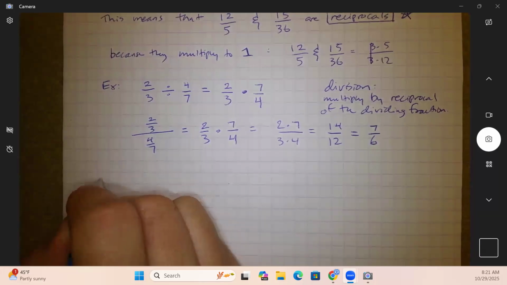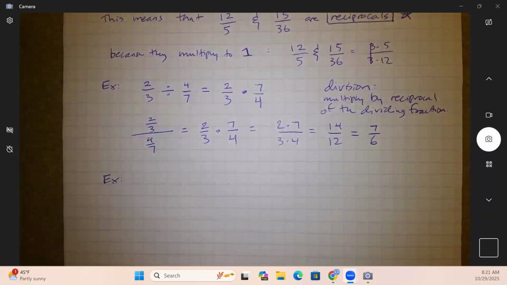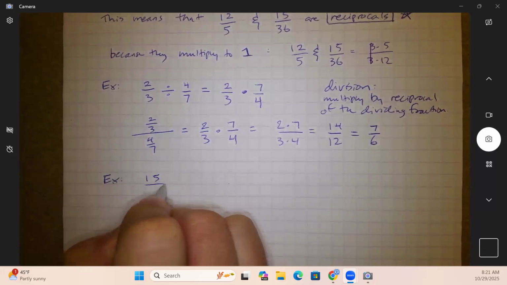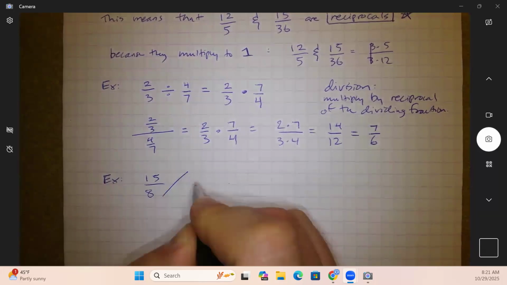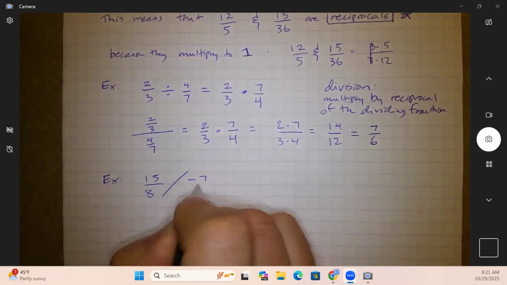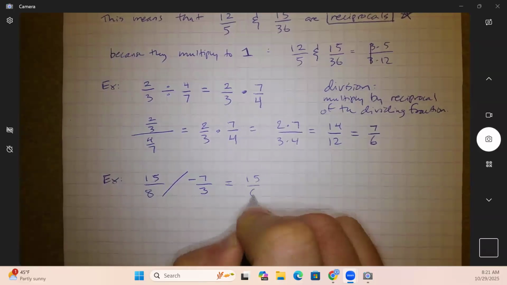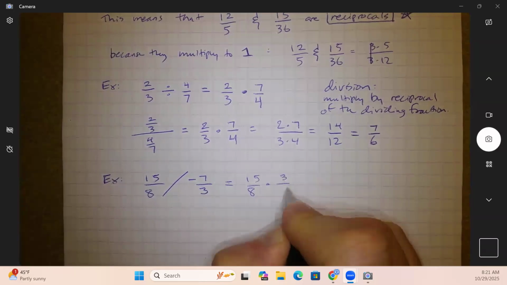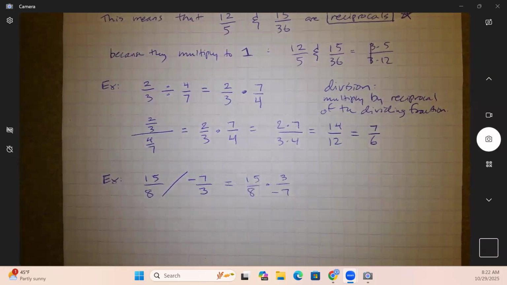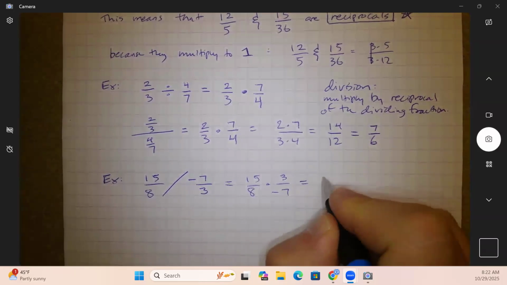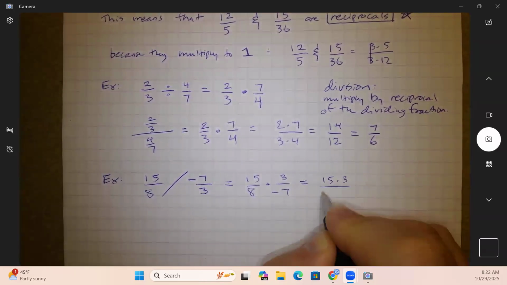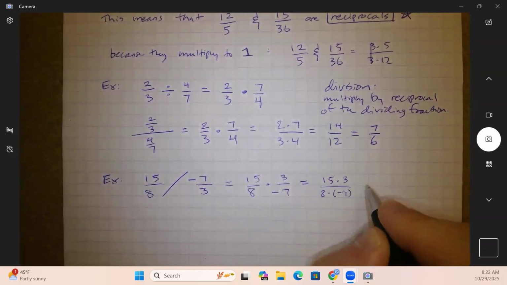And one more example. Let's look at 15 over 8 divided by -7 over 3. That's another way. Sometimes you write fraction divisions. There's so many different ways. So again, we want to multiply by the reciprocal of the dividing fraction, 3 divided by -7, instead of -7 divided by 3. And that allows us to do the multiplication across the top and across the bottom.